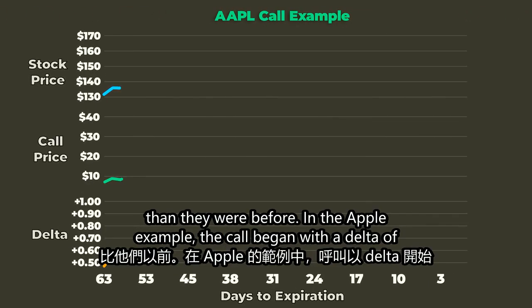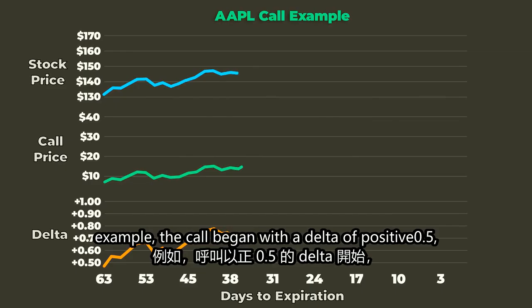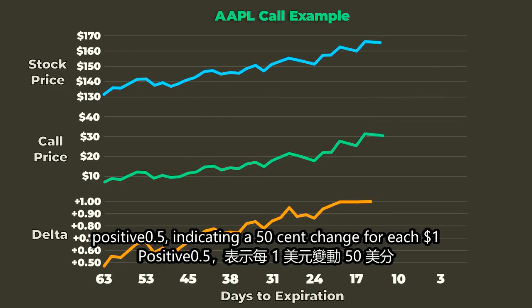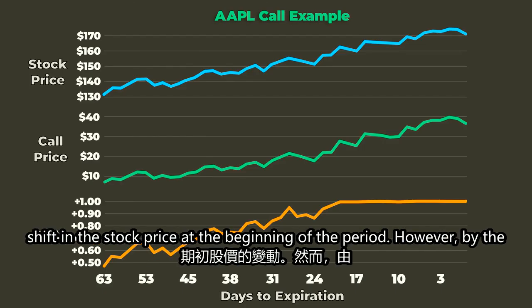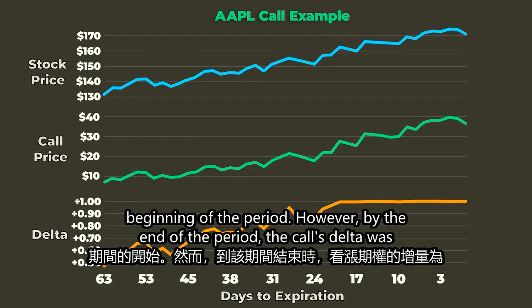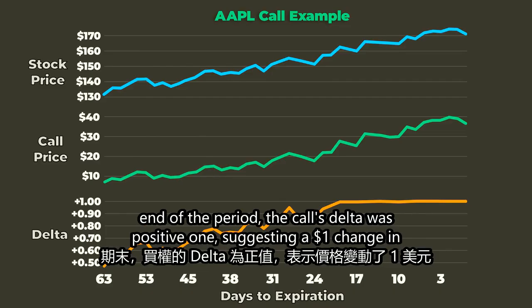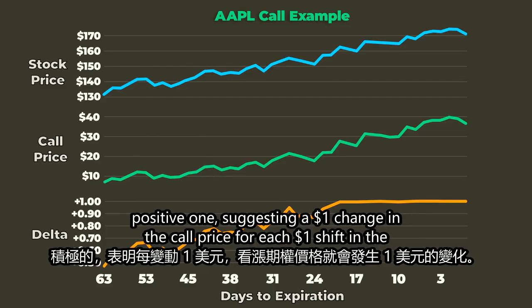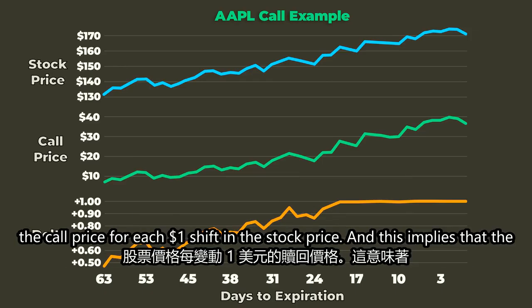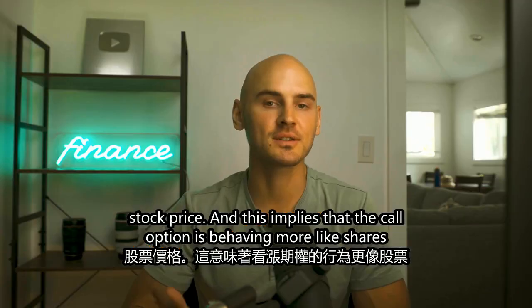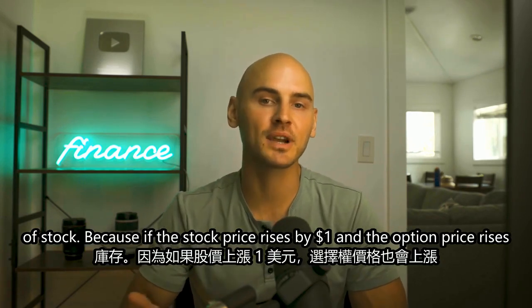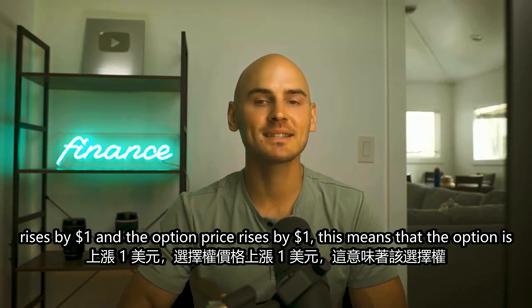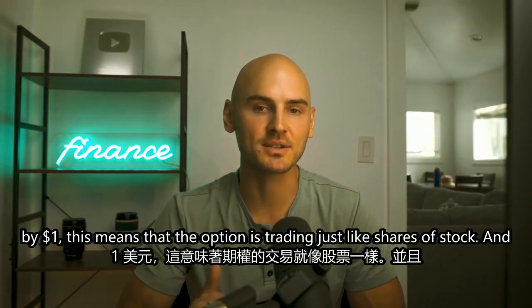In the Apple example, the call began with a delta of positive 0.5, indicating a 50-cent change for each $1 shift in the stock price at the beginning of the period. However, by the end of the period, the call's delta was positive 1, suggesting a $1 change in the call price for each $1 shift in the stock price. And this implies that the call option is behaving more like shares of stock, because if the stock price rises by $1 and the option price rises by $1, this means that the option is trading just like shares of stock.